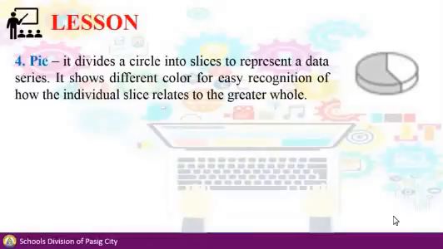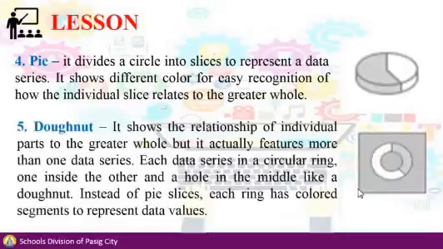Pie. It divides a circle into slices to represent a data series. It shows a different color for easy recognition of how each individual slice relates to the greater whole. Donut. It shows the relationship of individual parts to the greater whole, but it actually features more than one data series. Each data series is in a circular ring, one inside the other, with a hole in the middle, like a donut, instead of pie slices.